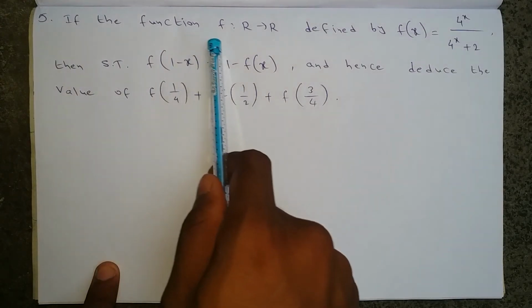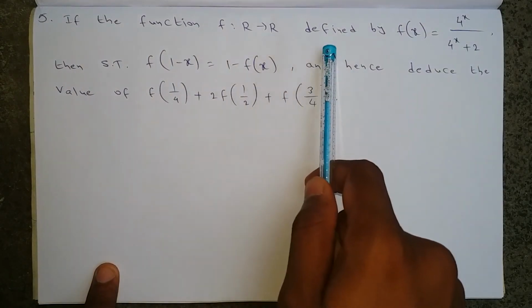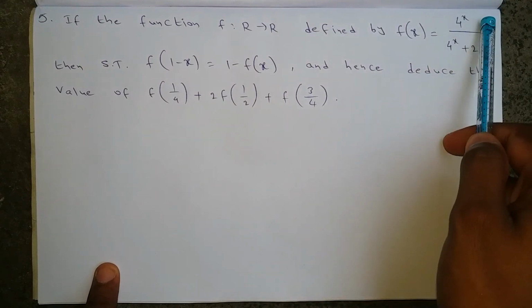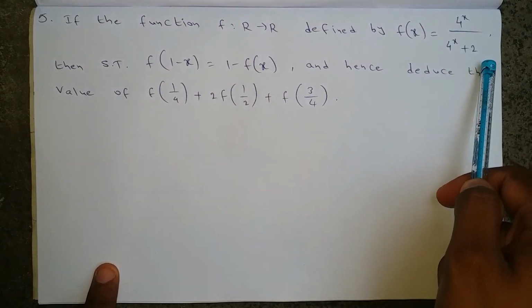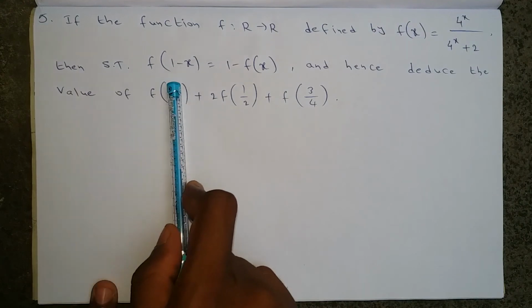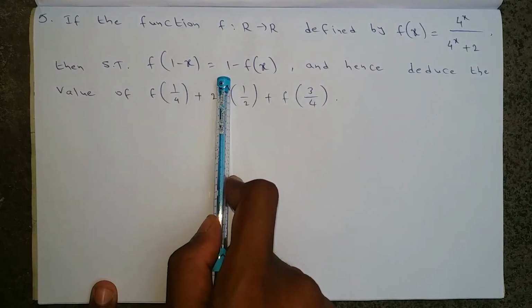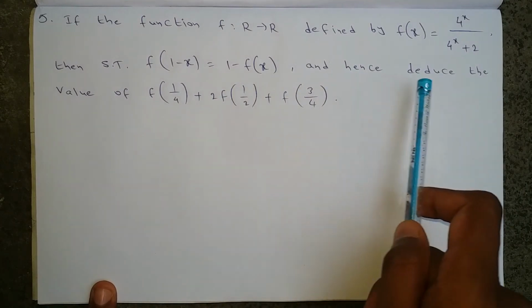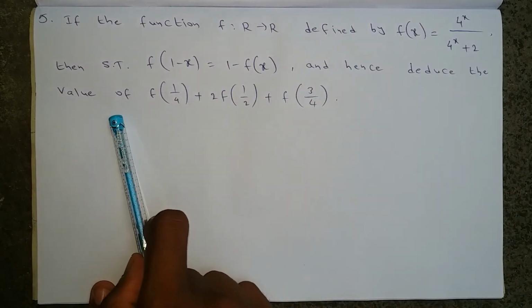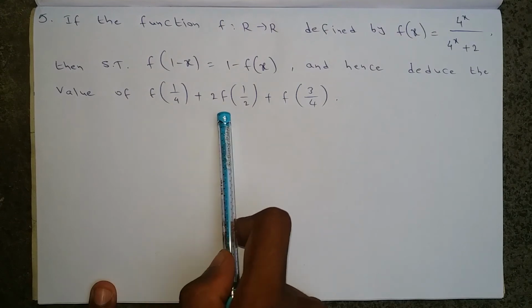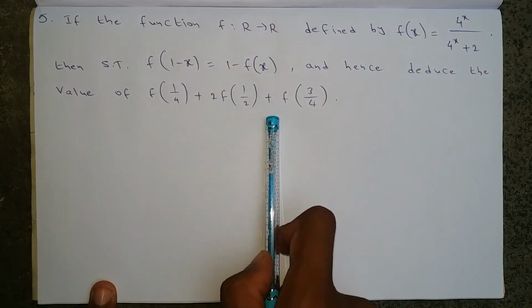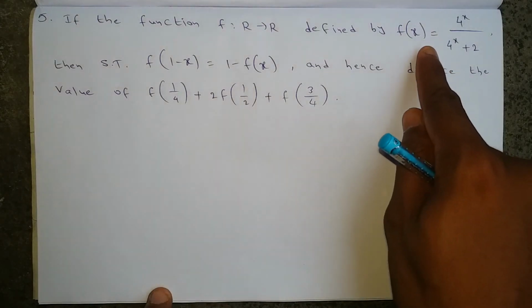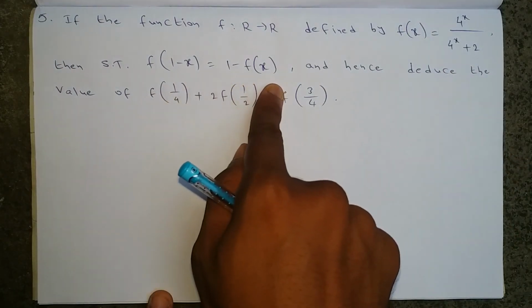If the function f from R to R defined by f of x is equals to 4 power x whole divided by 4 power x plus 2, then show that f of 1 minus x is equals to 1 minus f of x, and hence deduce the value of f of 1 by 4 plus 2 into f of 1 by 2 plus f of 3 by 4. So first let us solve this. f of 1 minus x is equals to 1 minus f of x.